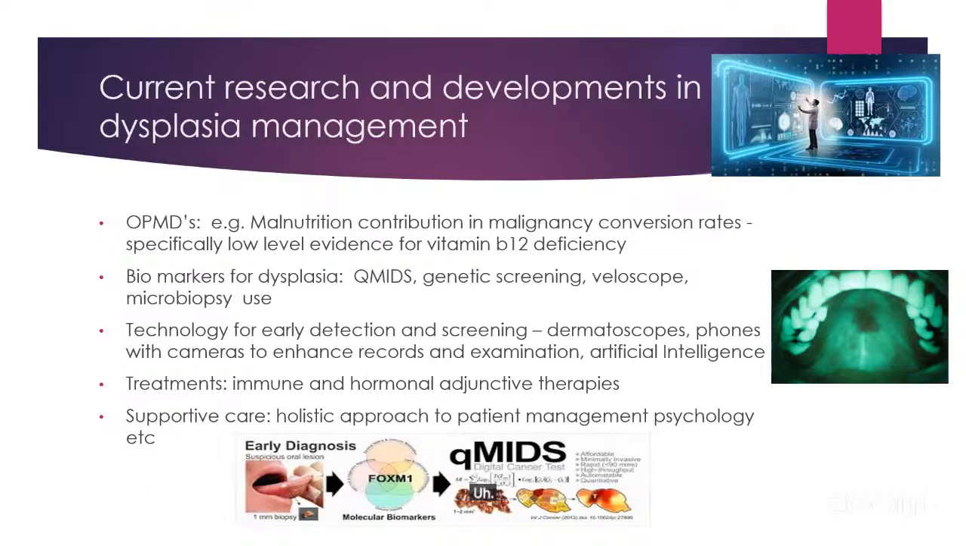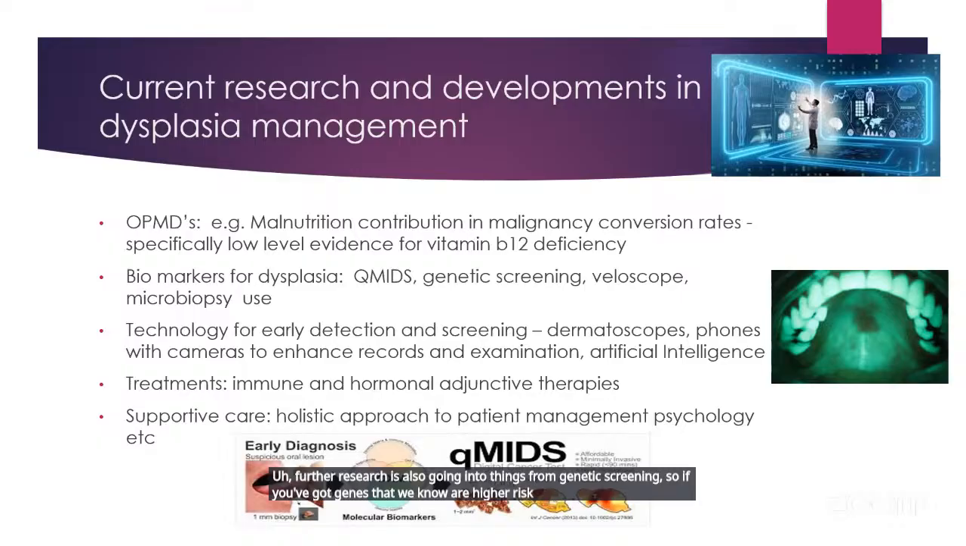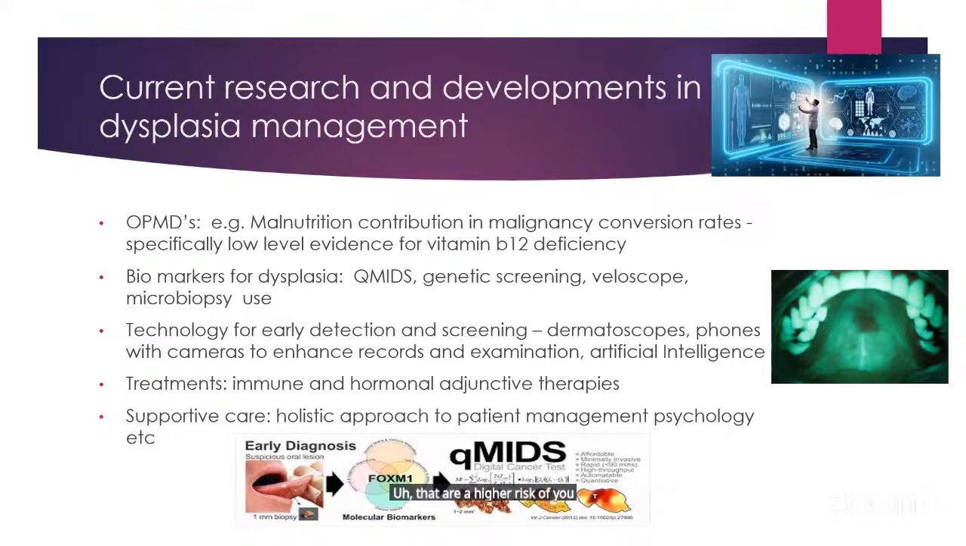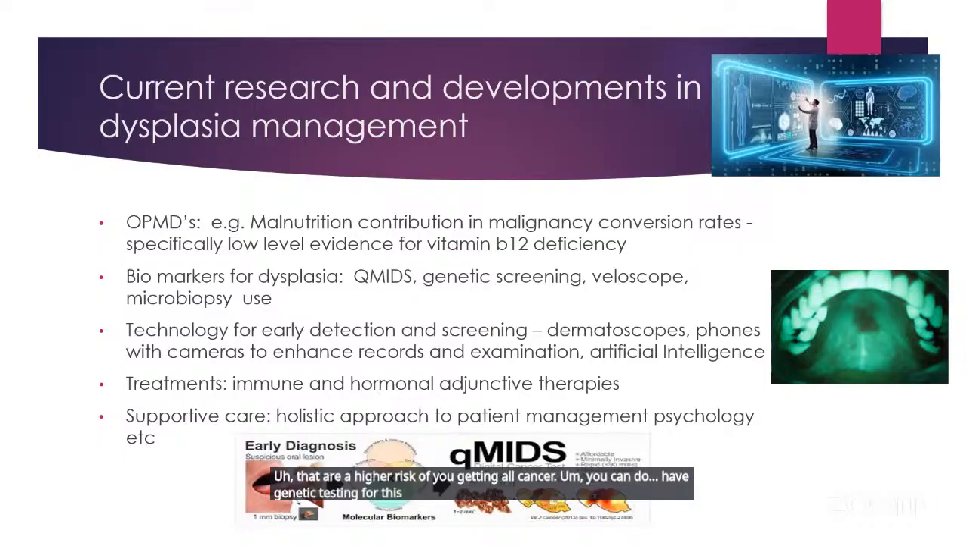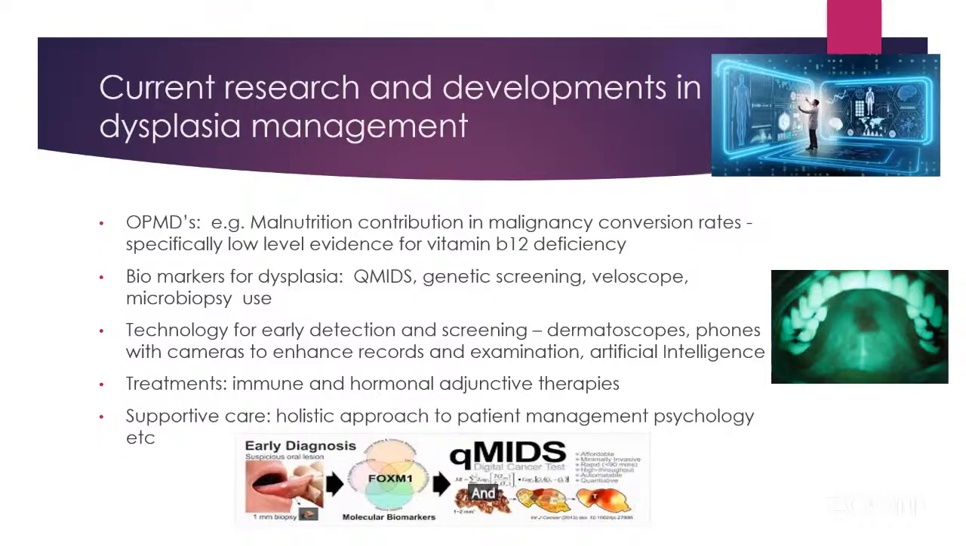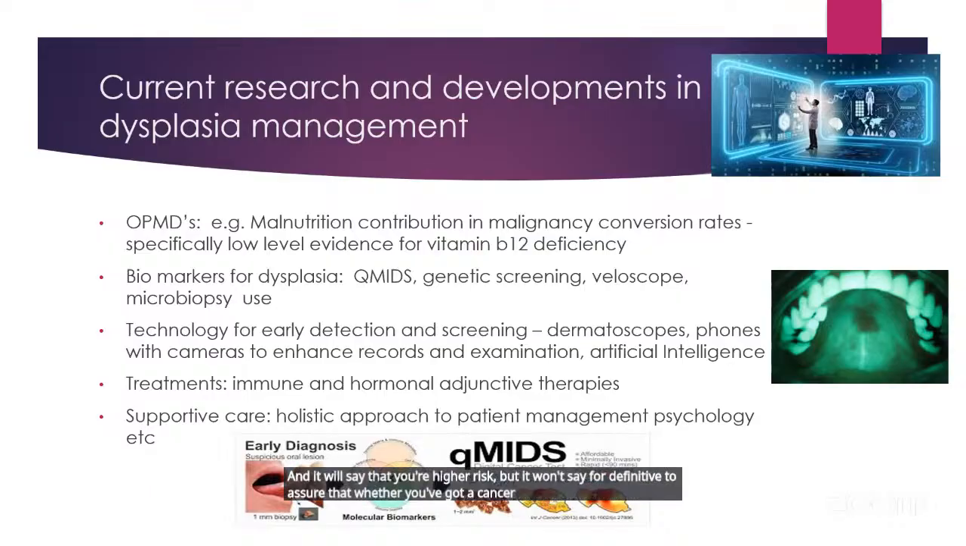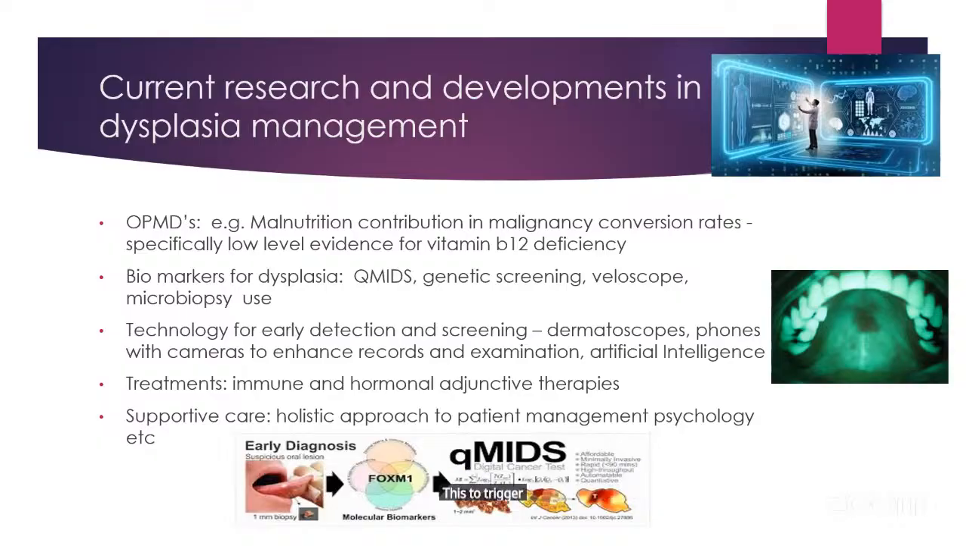Further research is also going into things such as some genetic screening. So if you've got genes that we know are higher risk, such as the FOXM1 gene, that are a higher risk of you getting oral cancer, you can have genetic testing for this, although this is expensive, and it will say that you're higher risk, but it won't say for definitive sure whether you've got a cancer at that time, or whether you will definitely get a cancer in your lifetime even, because you may not have any risk factors for this to trigger in the environment.